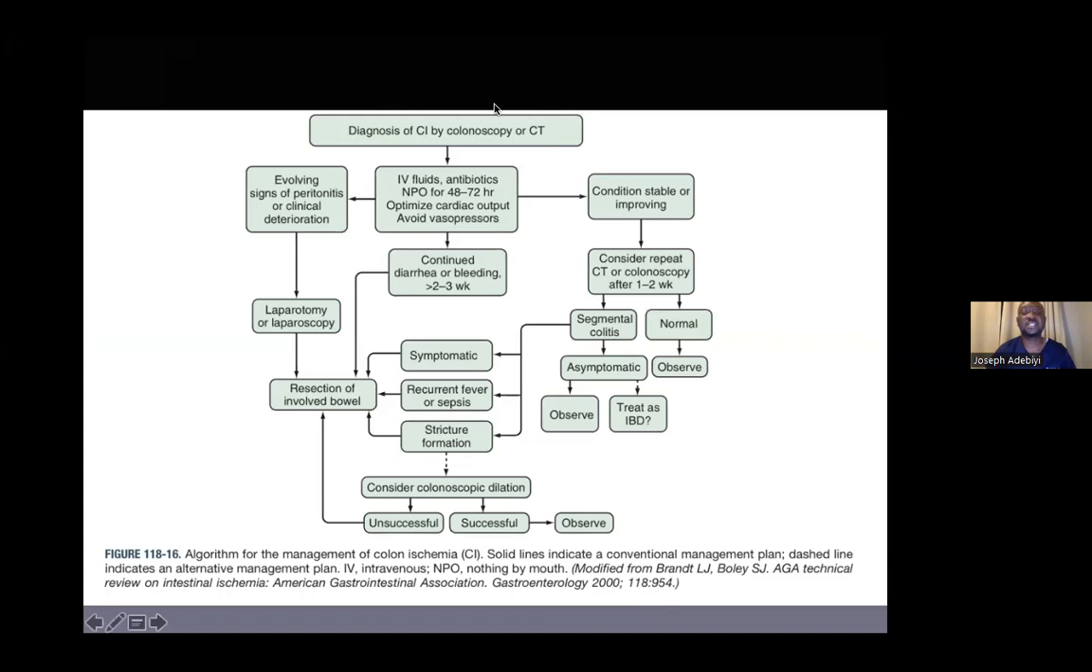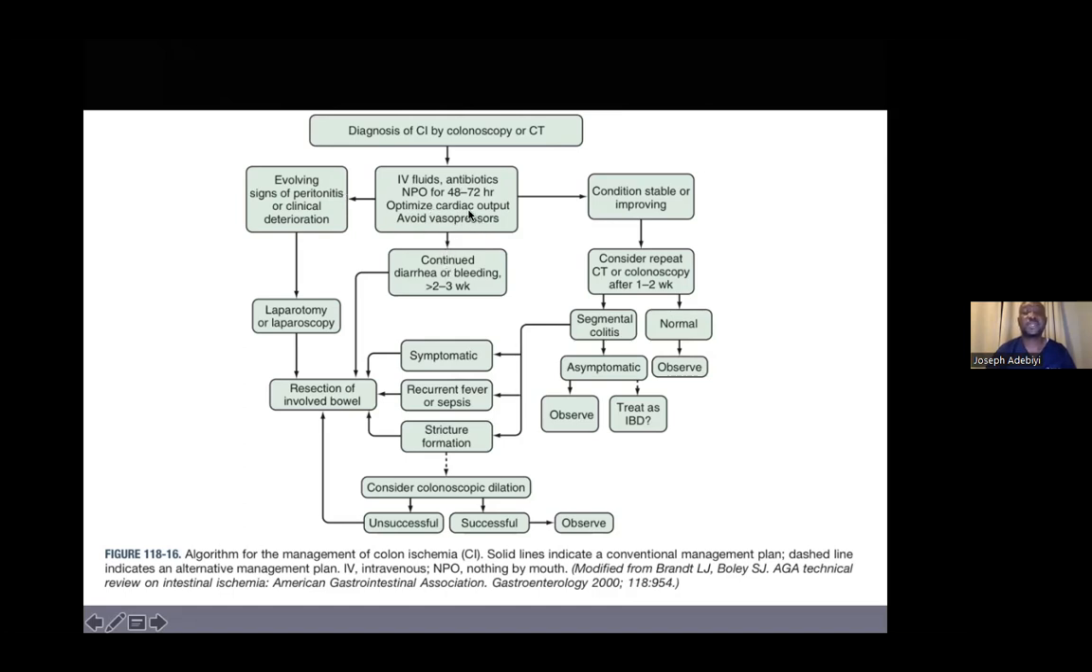So essentially, this is a summary of what you do. Find a patient that you diagnose with colon ischemia on colonoscopy. What you do is that you give them fluids, antibiotics, NPO, depending on the severity, for about 48 to 72 hours, optimize their cardiac output, avoid triggers, and avoid those drugs that have been implicated.